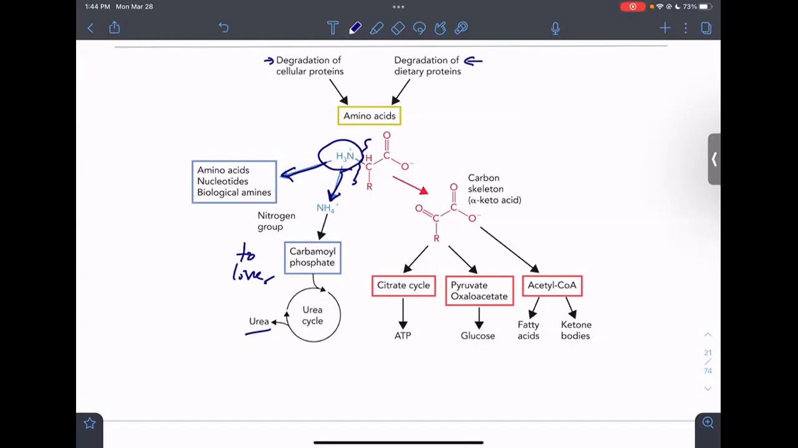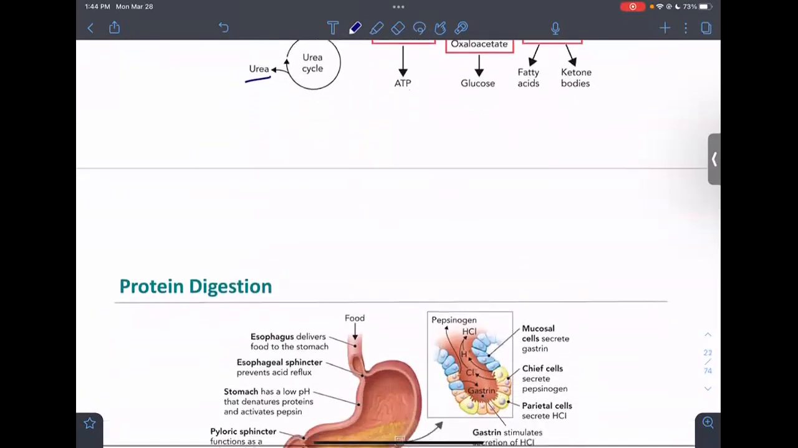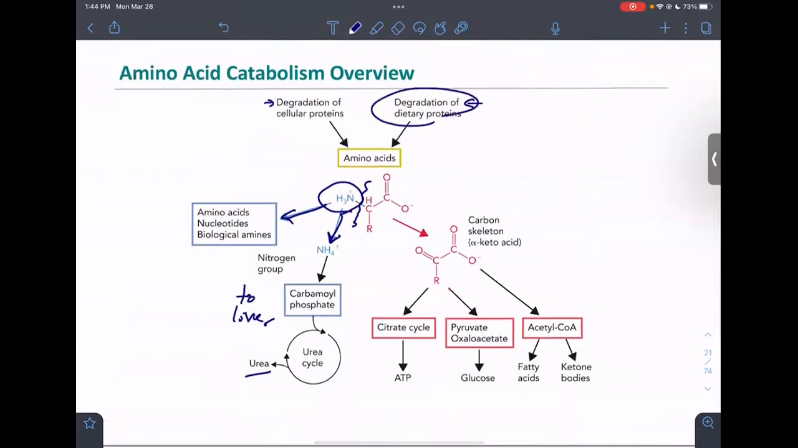So that leaves us with our carbon backbone, our carbon skeleton. It's some kind of alpha keto acid, right? And that alpha keto acid is used as a metabolite in lots of different energy conversion pathways, like the citrate cycle, like gluconeogenesis, like we're going to make fatty acids, ketone bodies, whatever it is. So let's talk about the degradation of dietary proteins first.